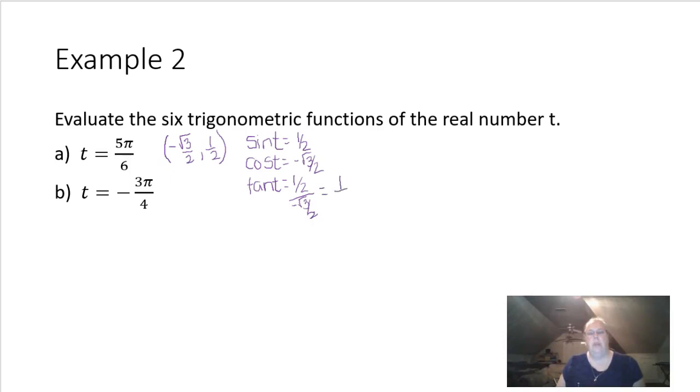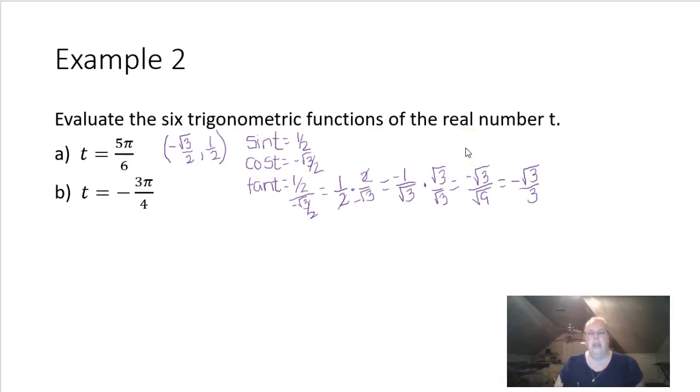Well, that's going to be 1/2 times 2 over the negative square root of 3. My 2's are going to cancel. So we have 1 over the square root of 3, and it is negative. We can't have a radical in the denominator, so we're going to multiply by the square root of 3 over square root of 3. This is going to give me the negative square root of 3 over the square root of 9. I know the square root of 9, it's just 3. So the tangent is negative square root of 3 over 3. Don't cancel those because this one's underneath the radical and the other one's not.